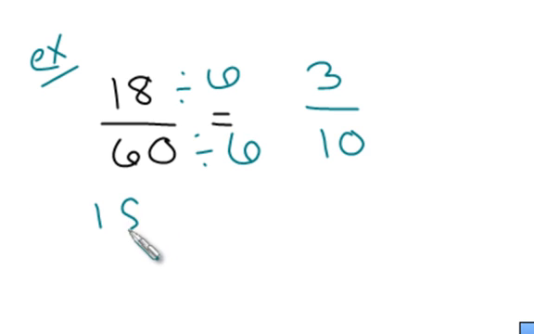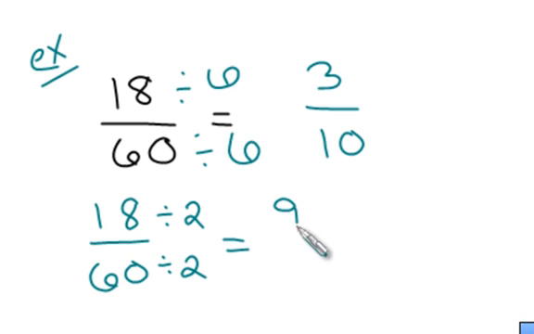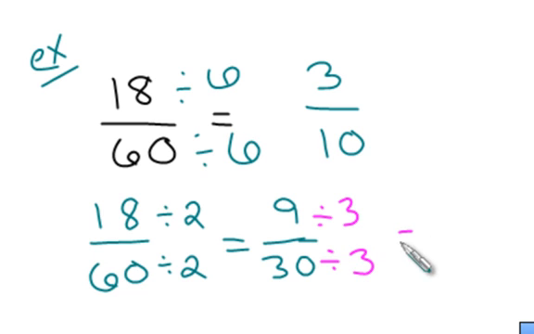So if we just start, most of you guys saw 2, so let's start with 2. What's 18 divided by 2? 9. What's 60 divided by 2? 30. What can I pull out of 9 and 30? 3. A 3. What's 9 divided by 3? 3. What's 30 divided by 3? 10. So did we end up with the same thing? Yeah. Did it take us a little bit longer? Sure. But is that okay?